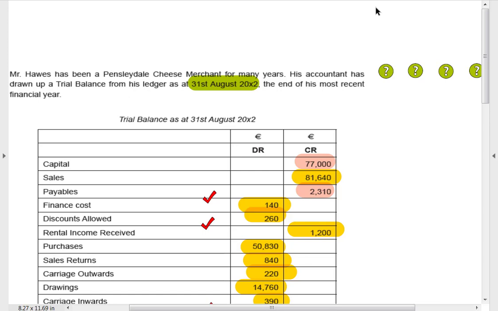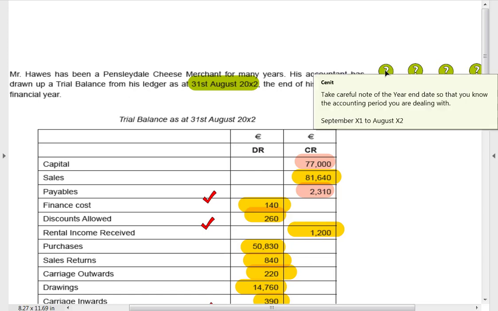Okay. First things first, I want you to take careful note of the year-end date so that you know the accounting period that you're dealing with. Most likely you won't get a 31st of December year end, okay? So we'd often find that much easier to comprehend, but here you've got the 31st of August X2 as the end of the accounting year. So the year that we're talking about is from the 1st of September X1 to the end of August X2. Okay, so that's the first thing to do, to make sure that you look and you see, because that's going to be relevant to your dates later on.